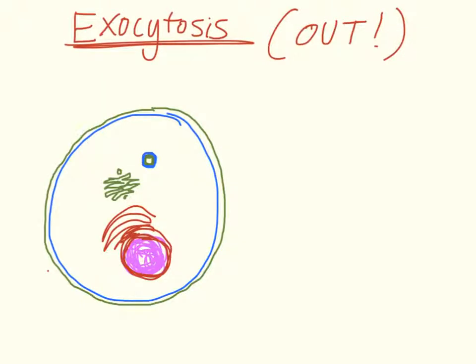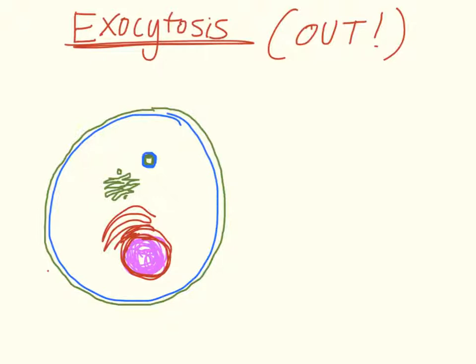Now remember, exocytosis is movement out of the cell. So the cell uses exocytosis when it wants to release some biological molecules into the surroundings of the cell. For example, if it is one of the cells in the pancreas, it might use exocytosis to secrete insulin. And if it's a neuron, it could use exocytosis to release neurotransmitters and have that signal to other neurons.